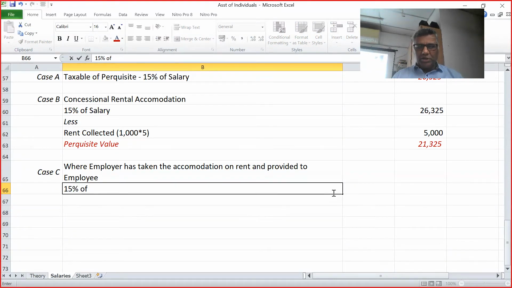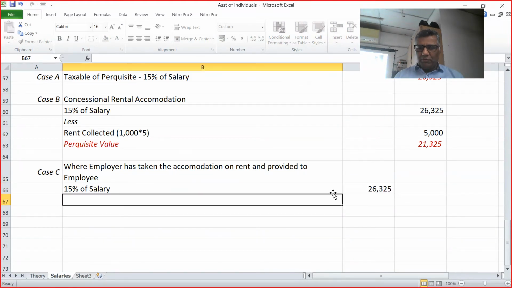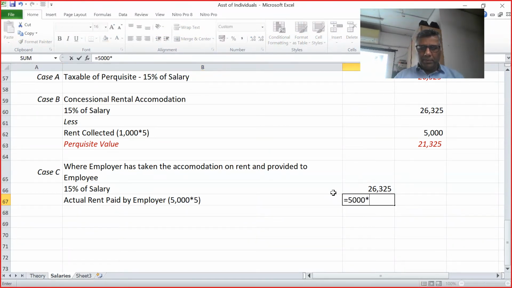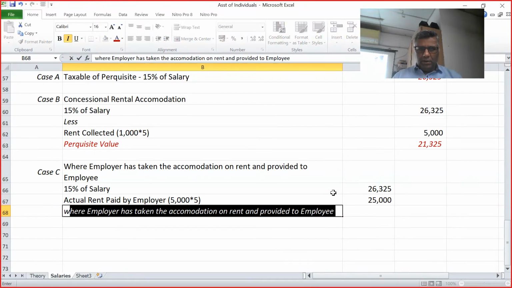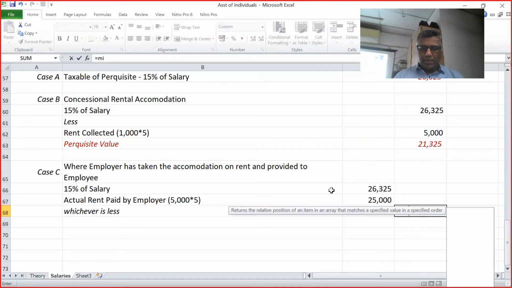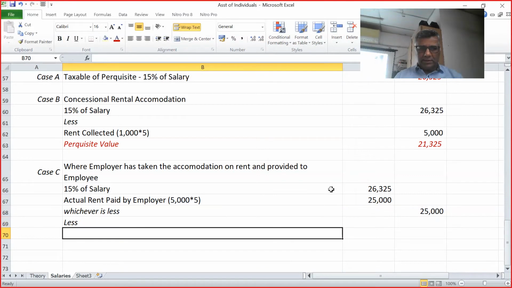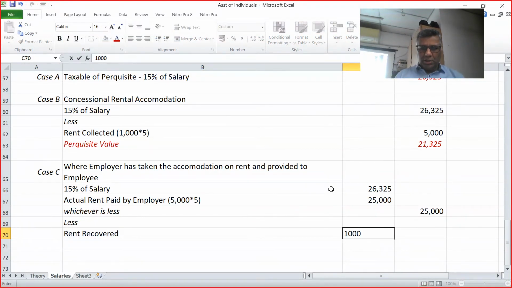15 percent of salary, which we all know is 26,325. Actual rent paid by the employer, 5,000 into 5, whichever is less. Yes, rent recovered, 1,000 into 5.